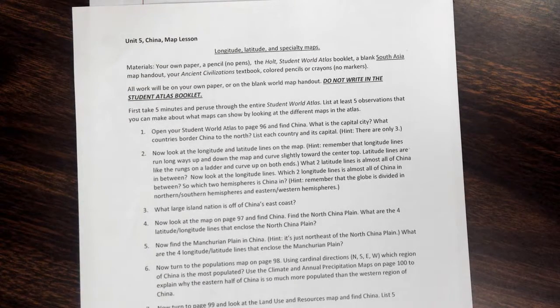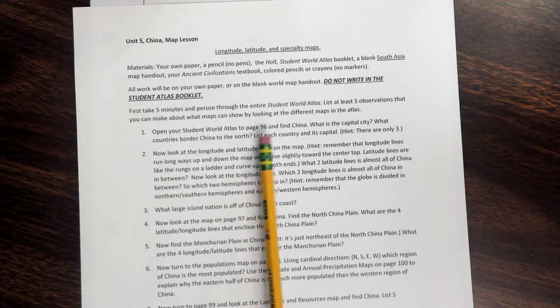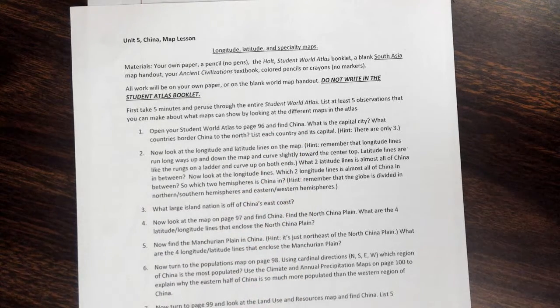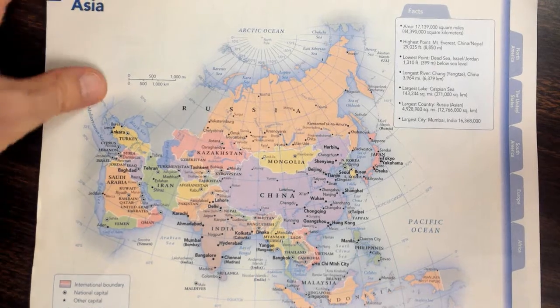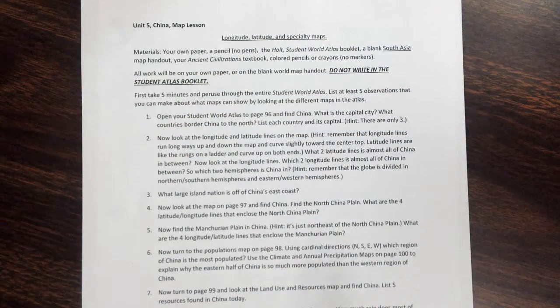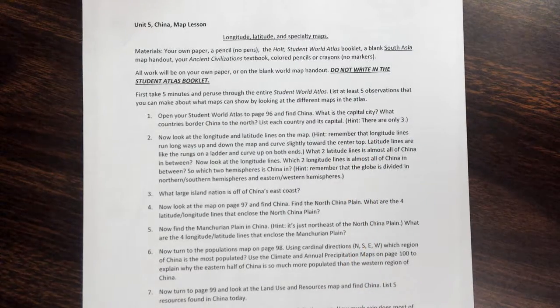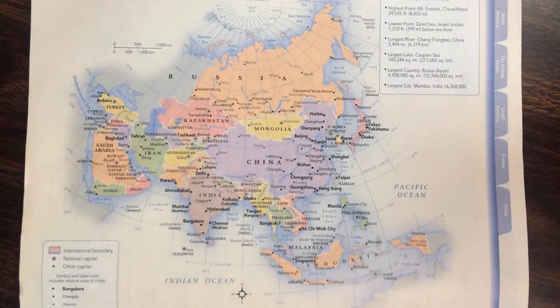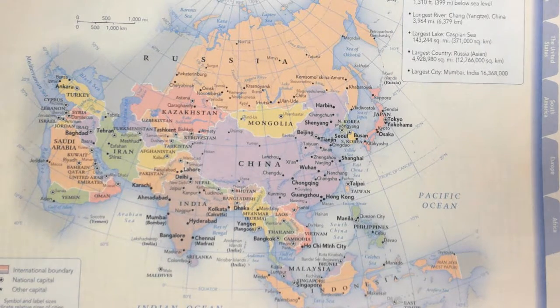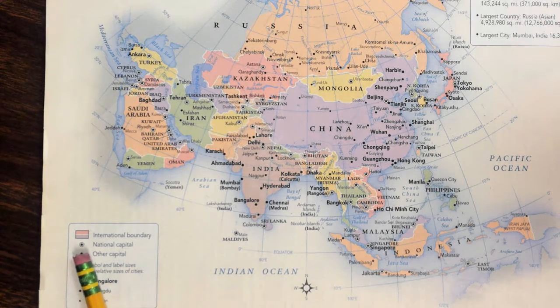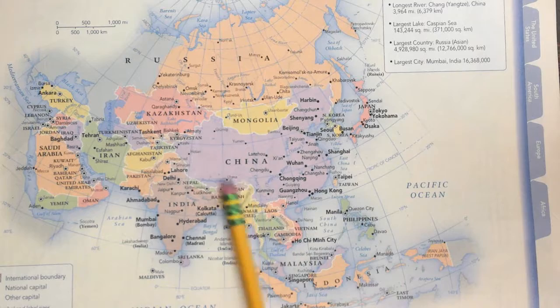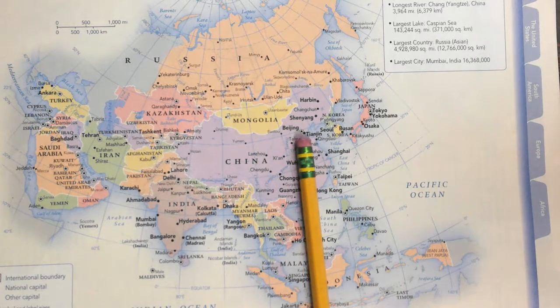Okay, now we're ready to take a look at the instructions. Number 1, open your Student World Atlas to page 96 and find China. Let's do that first. Here's page 96, and there's China. Okay, now let's see what it says next. What is the capital city? Okay, we go back to China, we zoom in, and in the key on the bottom left hand corner it says capital cities are stars with circles around them.